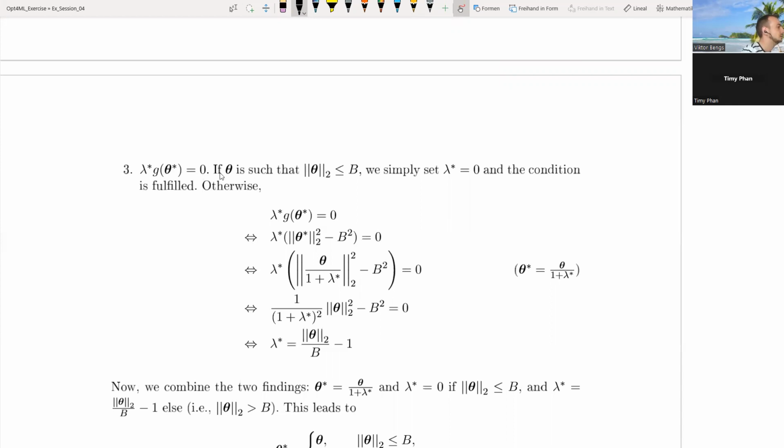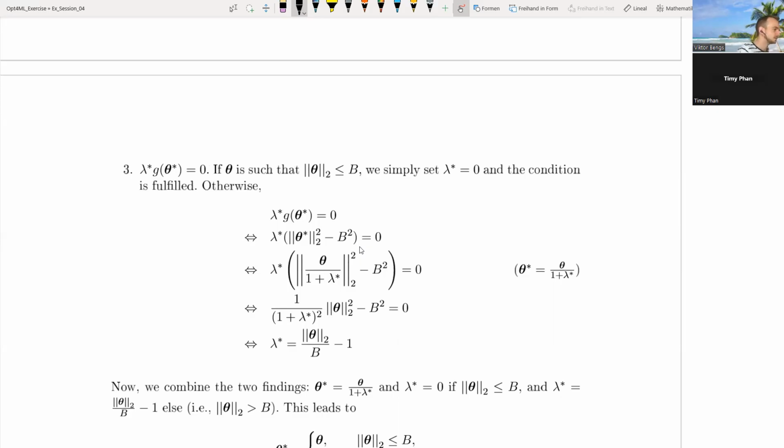And what we will do is, if the theta, the term which we want to project, is already inside the Euclidean ball with radius b, this is what this is telling us, we set it to 0. The lambda star is set to 0, and then obviously this condition is fulfilled. Multiplying something with 0 is equal to 0.